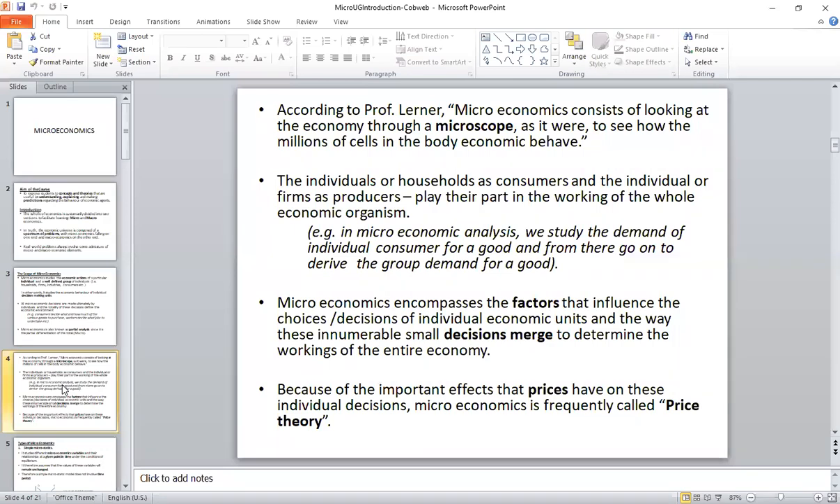Because to understand the individual, you have to understand why he has only one meal a day. So the factors leading to that decision, you need to understand them.